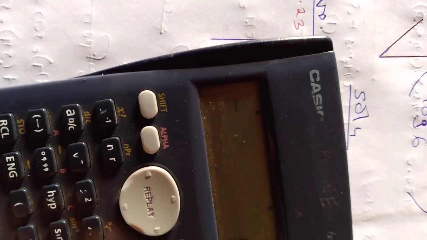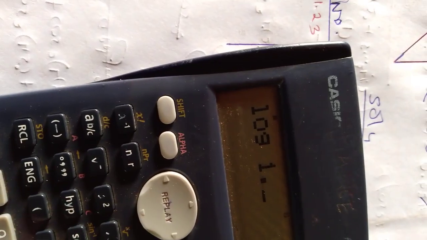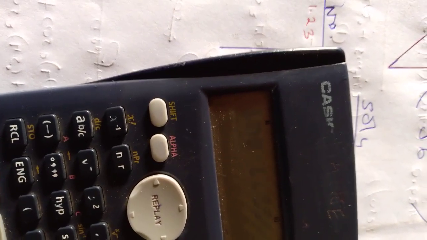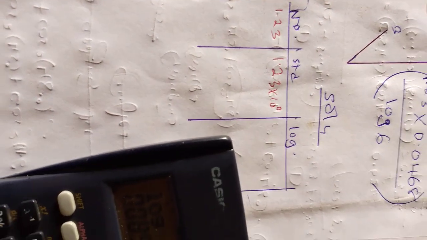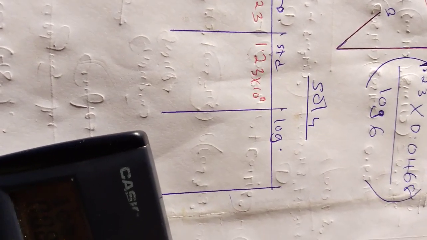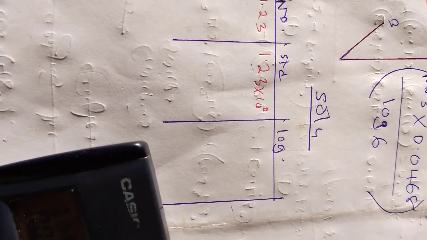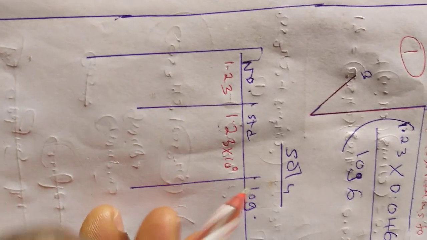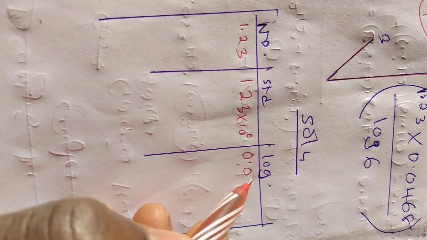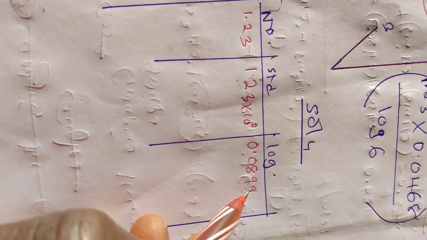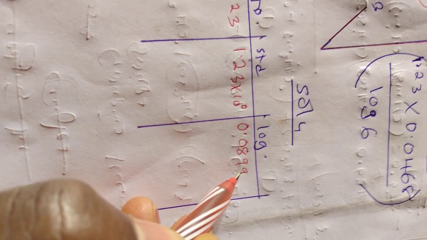So you can take your calculator, or you can take the mathematical table. So you take log 1.23, and in most cases it should be in 4 figures. So you have it as 0.0899. So your logarithm will be 0.0899, in this case 1.